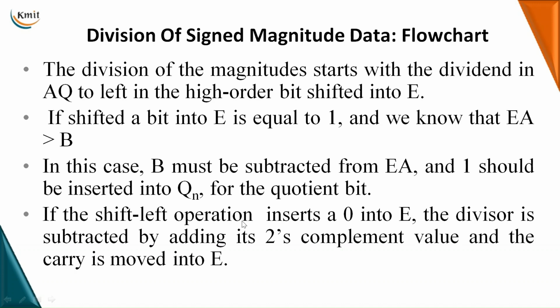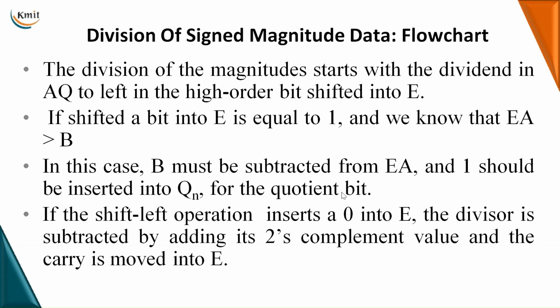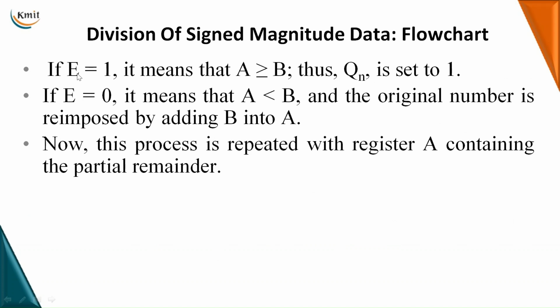In the shift left operation, if E contains 0, then the divisor is subtracted by adding its 2's complement value. You need to compute A minus B, and EA contains the result of A minus B, where E contains your carry bit. Now, if E contains 1, it means A is greater than B, so you set the Qn bit to 1. If E contains 0, it means A is less than B, and the original value is reimposed by adding B back to A.